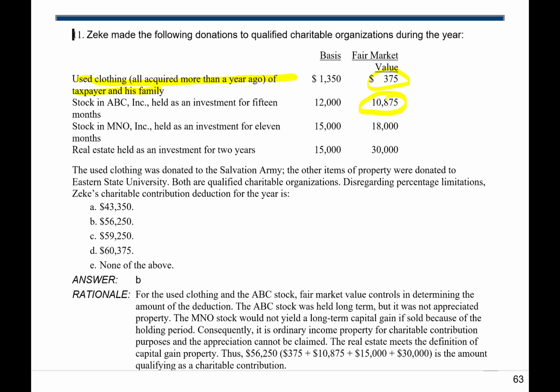Stock in M&O held as an investment for 11 months, and he's got fair value of 18, and he's got basis of 15. What does he have to take? Got to take basis because he didn't hold it for the full 12 months. Again, I don't know who these people are. Hold it for one more month, dude. And then what? Real estate held as an investment for 2 years. Yeah, he can go ahead and pick up the fair value on that one, right? Because he held it long enough.